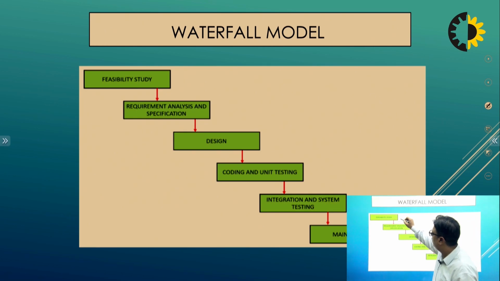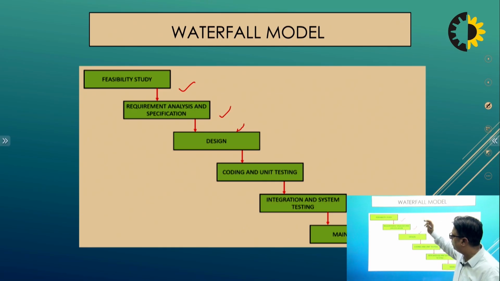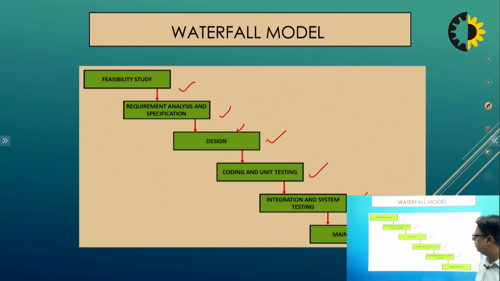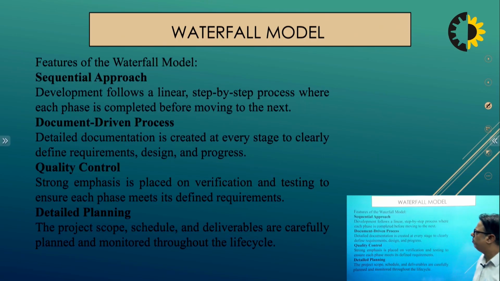First phase is the feasibility study. Second phase, requirement elicitation and specification. Third phase is designing. Fourth is coding and unit testing. Fifth phase, integration and system testing, and the last one is maintenance. These are the seven phases in the waterfall model. Now we explain them one by one.